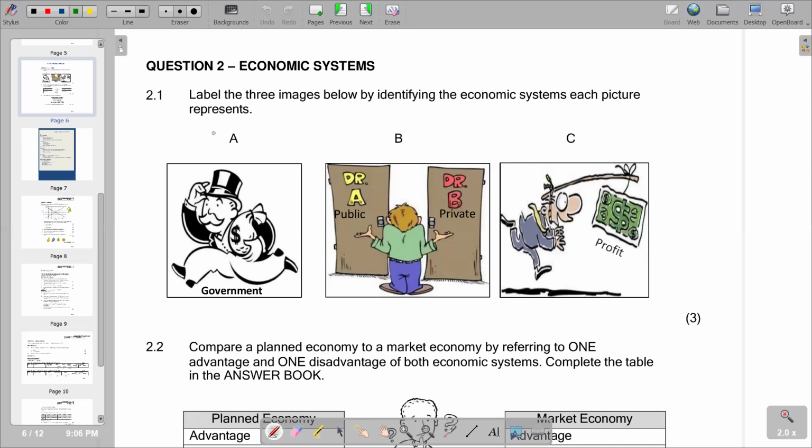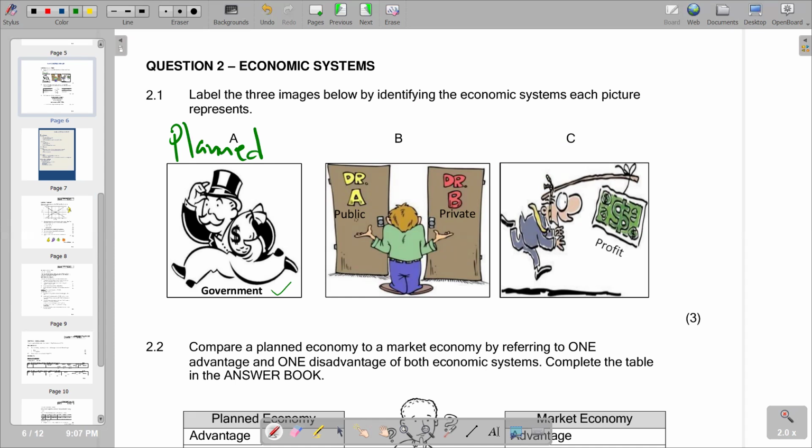If you look at the first question, it is labeled the three images below by identifying the economic system. We know that the economic system related to the government is a planned economic system, whereby the government is responsible for allocation of resources and distribution of goods and services. Basically, the government represents ownership of resources, and decisions in the economy are made by the government under a planned economic system.